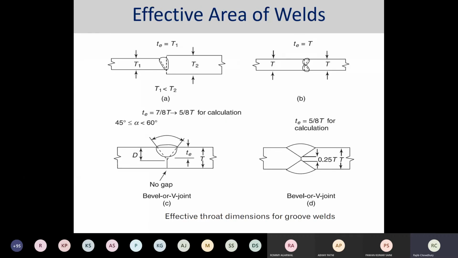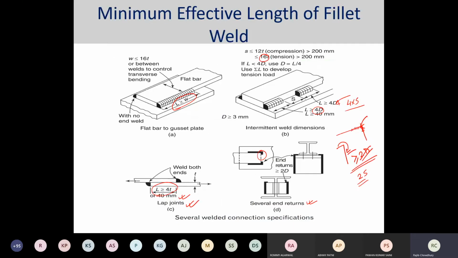Next, we need to find out the effective area of the weld. Before going to the effective area of the weld, let me put in one more thing. When we have this kind of welding situation, let's say for example in B, one particular set of weld is running from one end to a certain portion, then there is a gap.